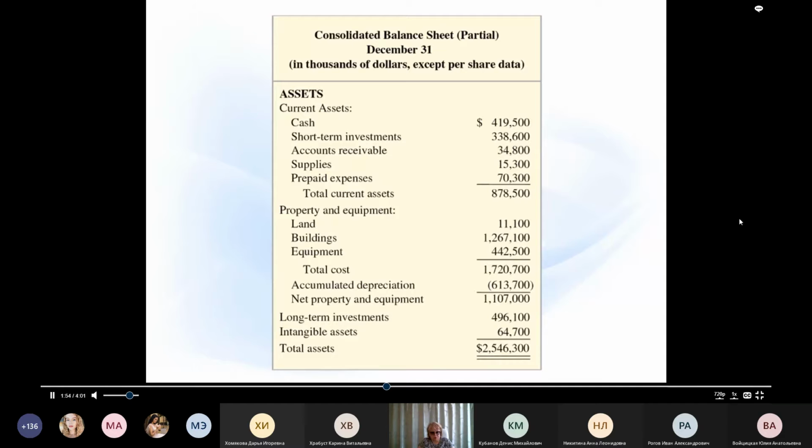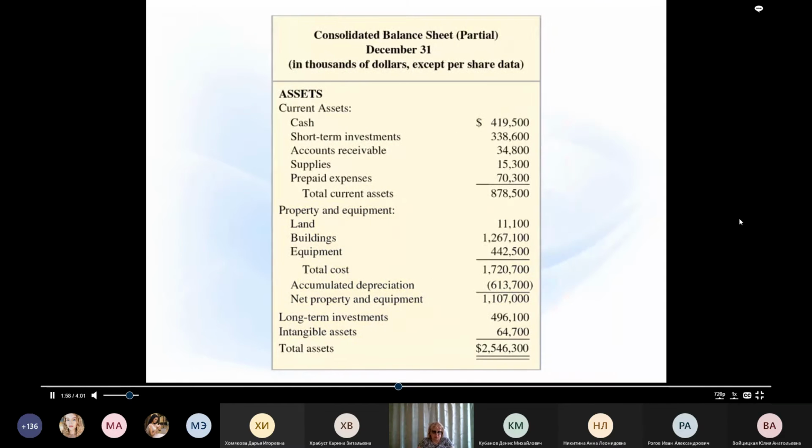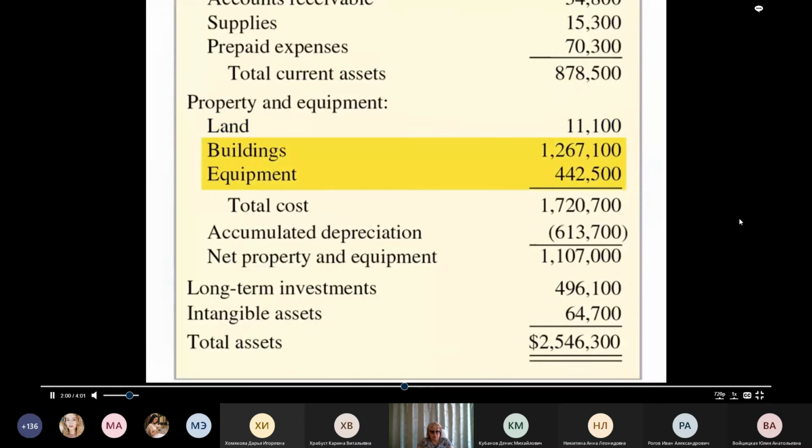All other assets are considered long term or non current. This company's long term assets include land, buildings, equipment, long term investments in the stocks and bonds of other companies, and intangibles, non physical assets such as trademarks and patents.